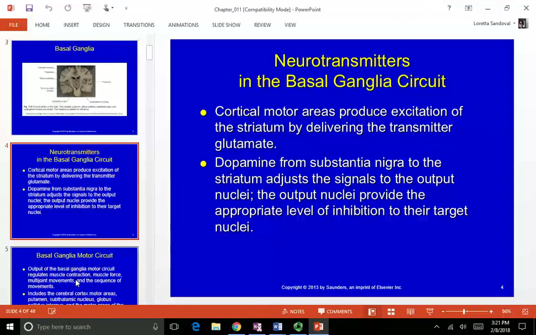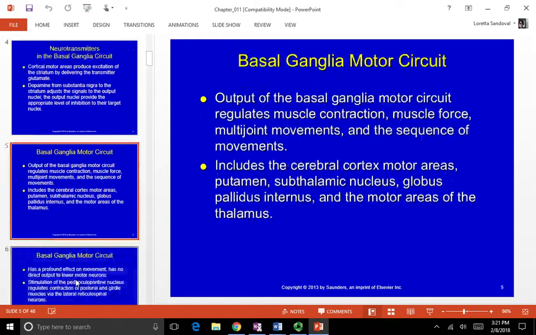So dopamine tends to be inhibitory in basal ganglia function. In other areas where it functions, it might be excitatory. But basically, the basal ganglia adjust signals to inhibit unwanted movement, and the dopamine allows the basal ganglia to apply the appropriate level of inhibition. So that's all the detail I'm going to get into on that.